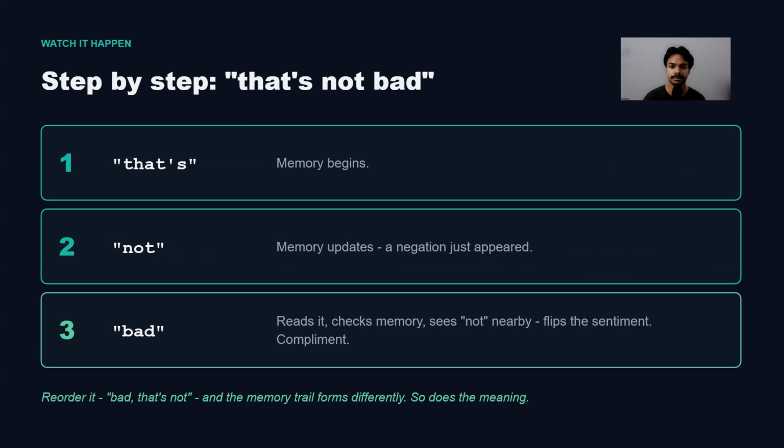Step 1, that's, and the memory begins. Step 2 is not. The memory updates. It now knows a negation has happened. Step 3, bad. The network reads it, checks its memory, sees that not is sitting right there in its recent past, and combines them. The negation flips the sentiment, compliment, not an insult. Change nothing but the order. Bad, that's not, and that memory trail forms completely differently, and so does the final meaning. The network isn't just reading words anymore, it's reading a story, one step building on the last.